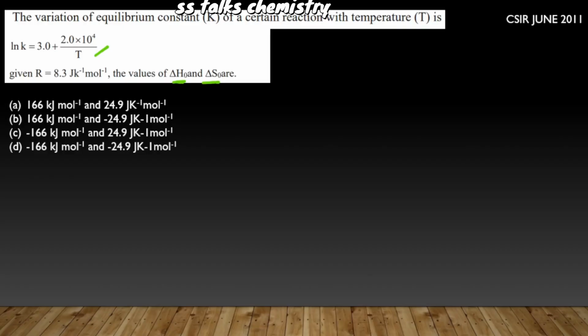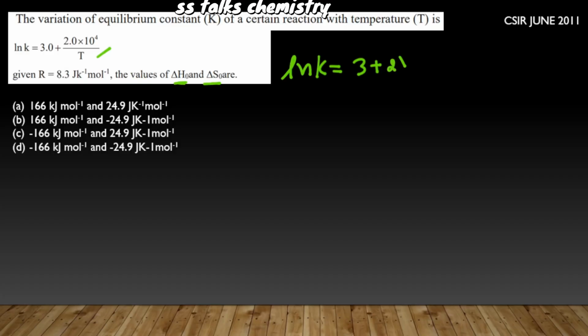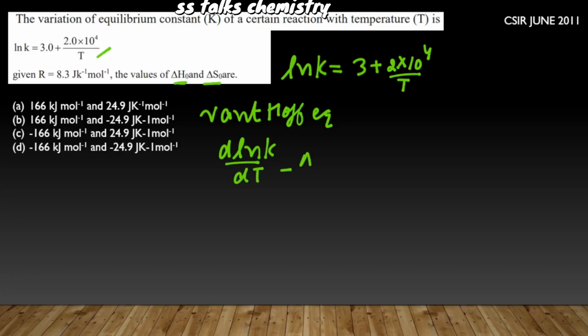Now here you see that ln of K is given to us: ln K equals 3 plus 2 into 10 raised to the power of 4 upon T. Now we have to correlate this natural logarithm of the equilibrium constant K with the enthalpy value. You can get it in the Van 't Hoff equation. In the Van 't Hoff equation, we know that d of ln K by dT is equal to delta H upon RT square.